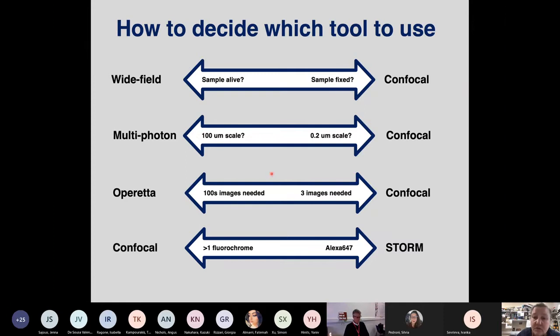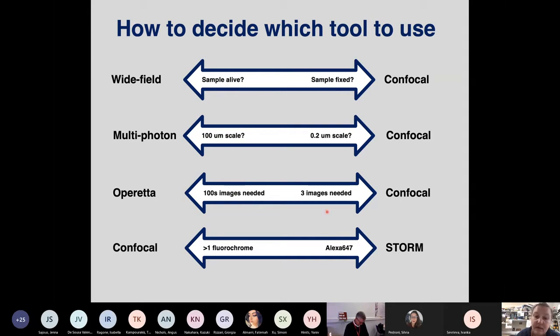Or do you want to have a high resolution with the 0.2 micron scale? This will define whether you use a multiphoton or, again, a confocal. How many images do you need? Do you need a lot of images in order to make your conclusion from your experiment?